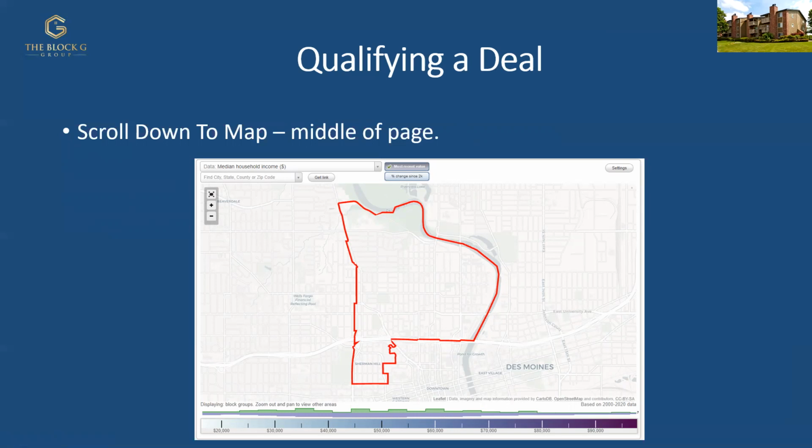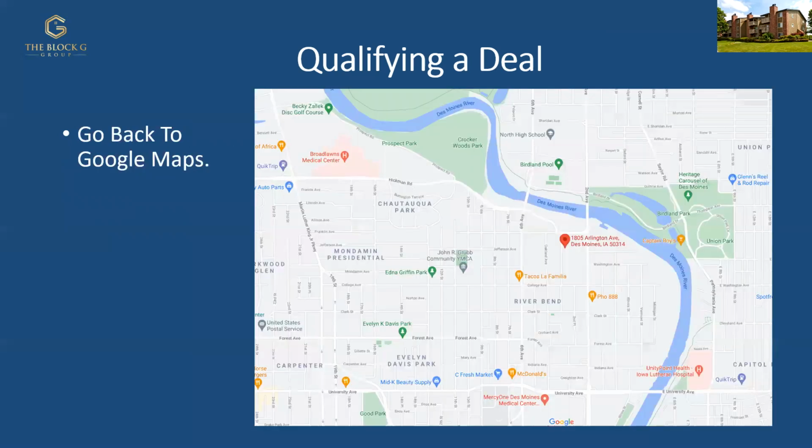So I need to say, okay, this is the zip code of where this property is at. It's a pretty good size zip code, but I want to get a little bit further down in my analysis, right? I want to get down to the area of the property. So what you're going to do is toggle back between City Data and Google Maps. So now here's Google Maps. There's the address of the property, and there's the zip code. You should take a look at where this is at in the city, right?